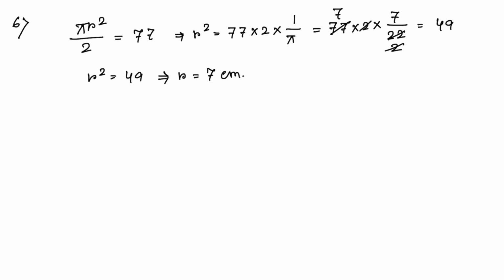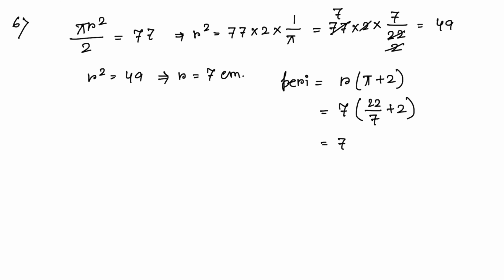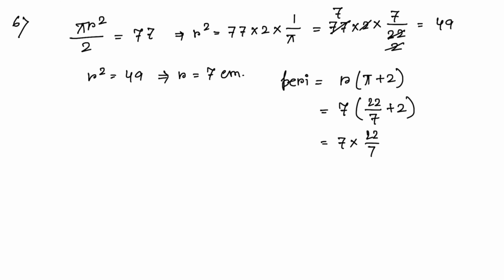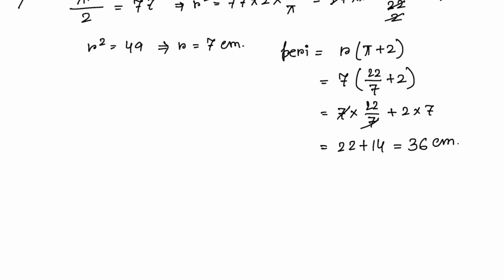Now you have to find the perimeter. This is a semicircle, so you know the formula: r common, then pi plus 2. Here r equals 7, pi means 22 by 7, plus 2. If you multiply by 7, it becomes 7 into 22 by 7 plus 2 into 7. So 7 cancels out, 22 plus 14 equals 36. So 36 centimeter is the perimeter. Now next one, sum number 7.